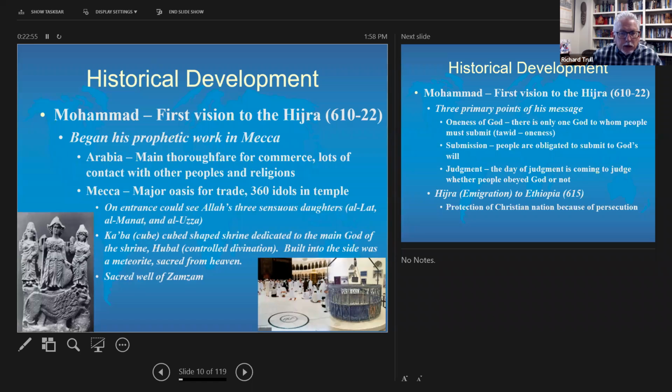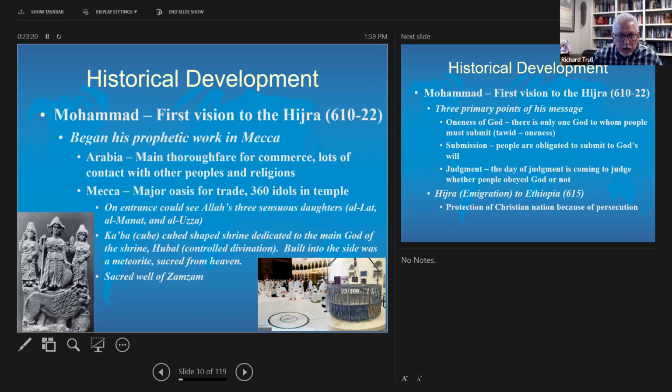Built into the side was a meteorite, and that's that black stone we mentioned earlier. It's thought to have been a meteorite that became a sacred stone there, and because it had fallen down from heaven, that's the way of saying that Gabriel gave it to Ibrahim in their thinking.